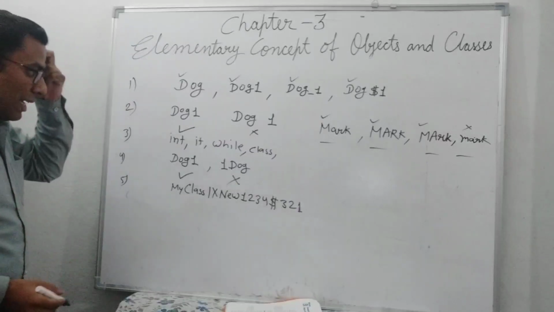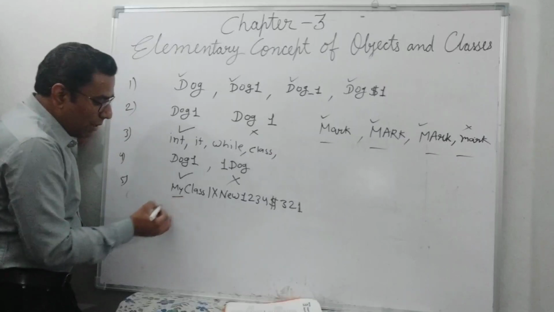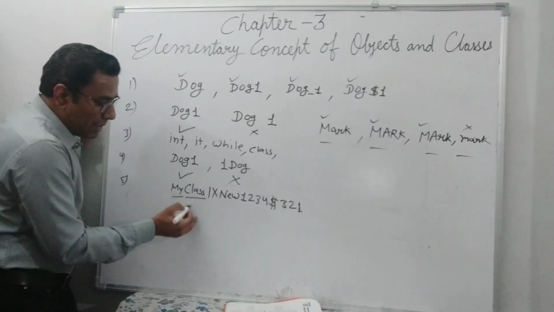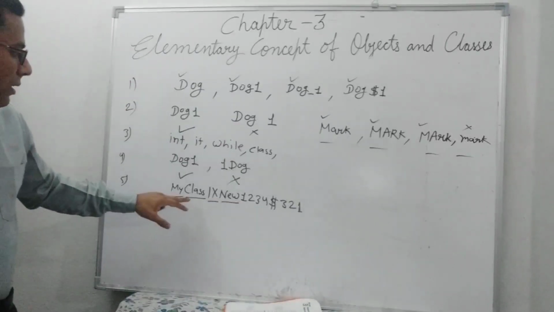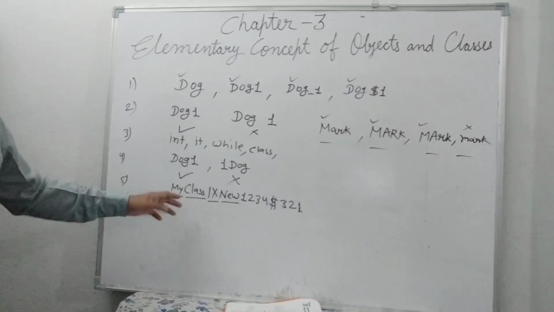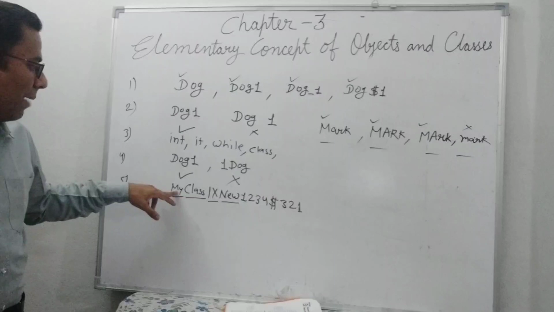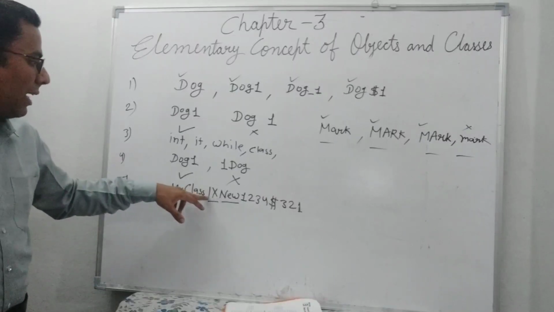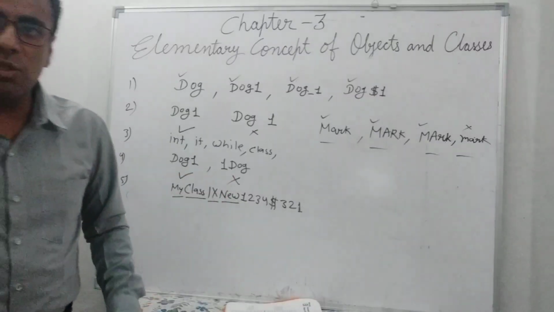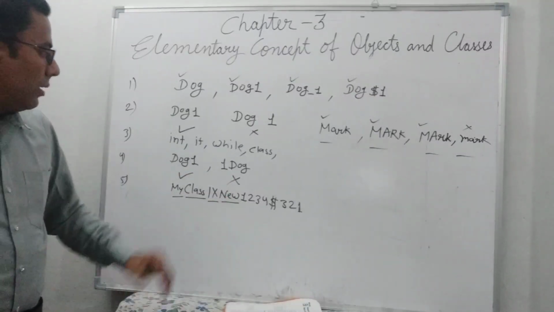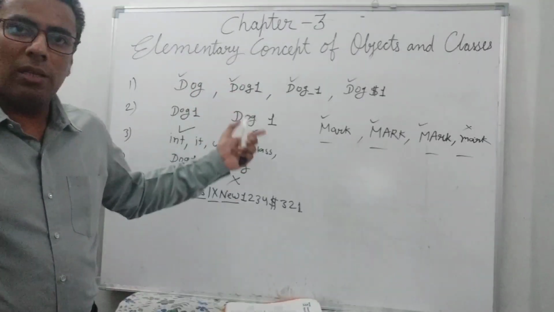Suppose you are creating a class, say my class 9th new. My is one word, class is one word, 9th is one word, new is one word. So for every word, the first letter should be capital. Here, M of my is capital, C of class is capital, 9th I capital, then N of new capital. So the first letter of each word should be capital. This is the most important thing you have to remember.